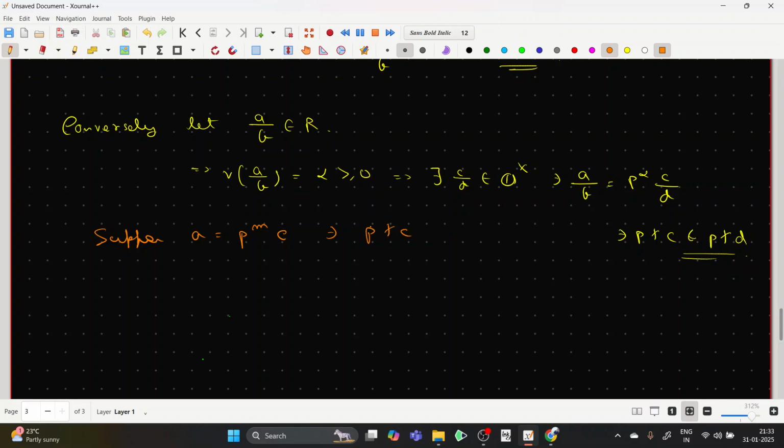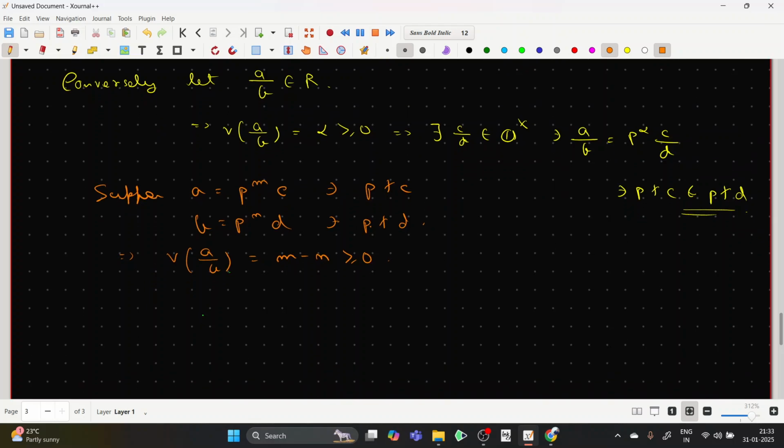This can be done, right? And let B be P to the power n times D such that P does not divide D. I can surely do this. But then by our assumption, V of A by B will become M minus N, and this needs to be greater than or equal to 0. Clear? Now I need to make use of the fact that whenever I choose a rational number, I can consider it to be in its lowest terms, right? Yeah, I can do this.